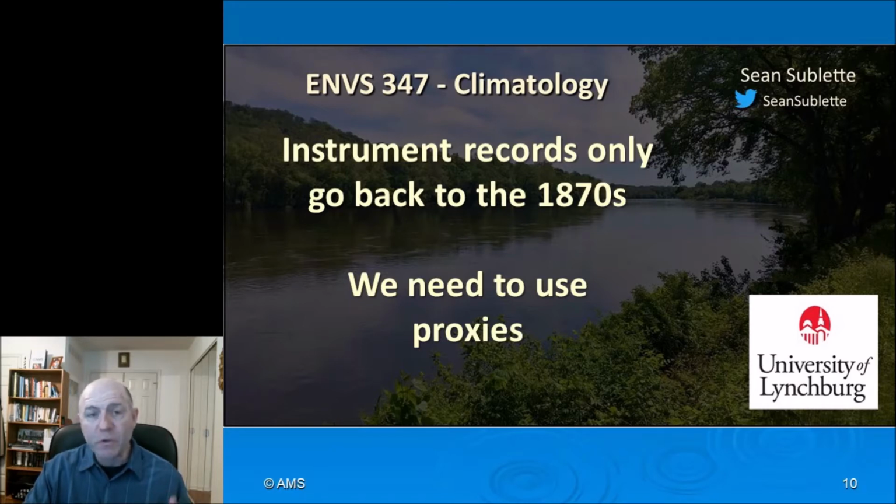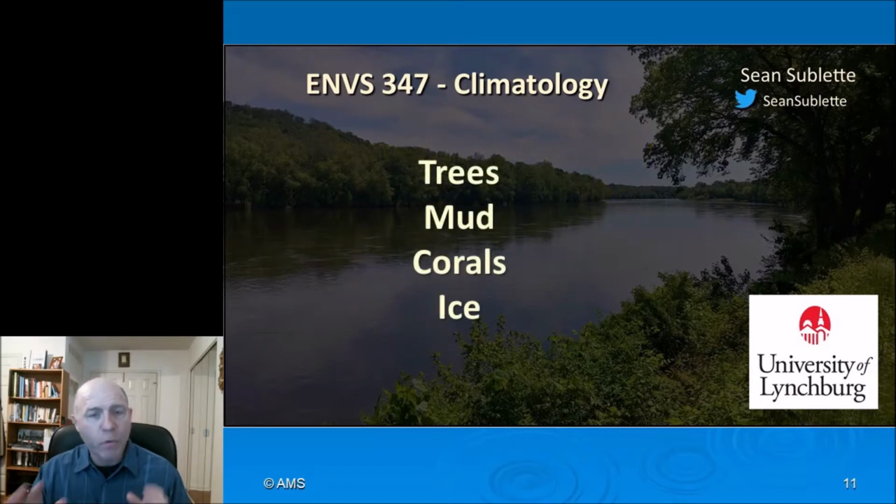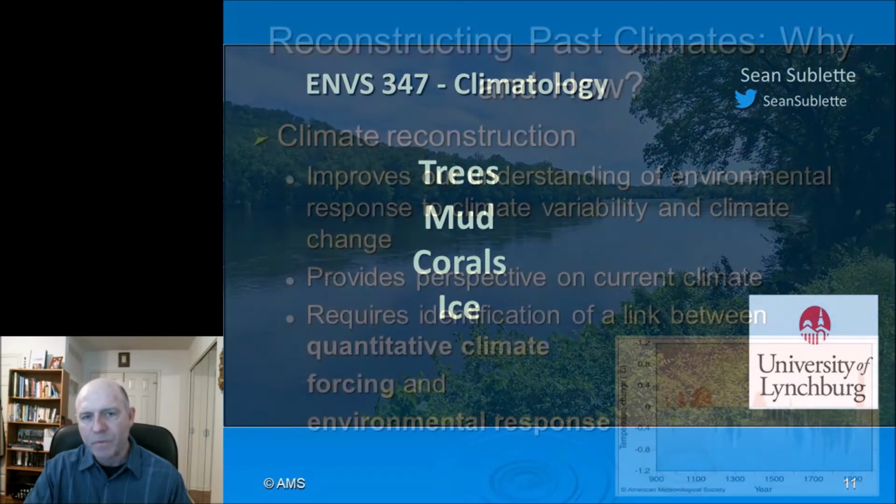And for those, we use proxies or other types of geological records that will point us in the right direction. And there are four big ones: trees, mud, corals, and ice. Mud, sometimes you'll hear called sediment cores, but basically it is mud. So why do we do this?